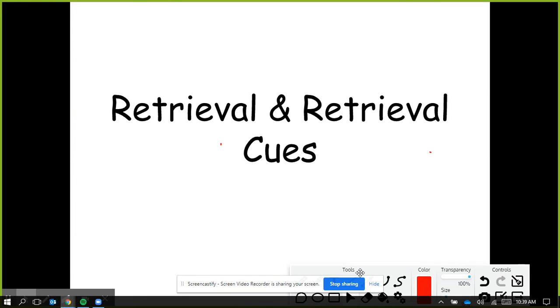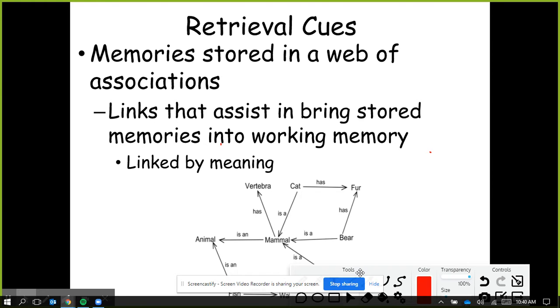Retrieval and retrieval cues, which are things that help us get information out. What they understand about memory now: it used to be believed that different areas of your brain stored different memories, this area your memories of childhood, this area what type of animal you like best, this area what foods you like. What they understand now is that memories are stored in a web of associations.